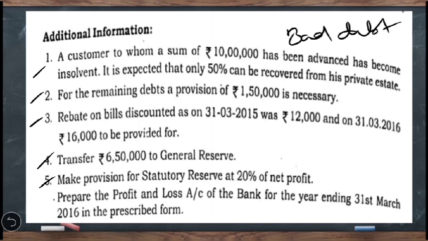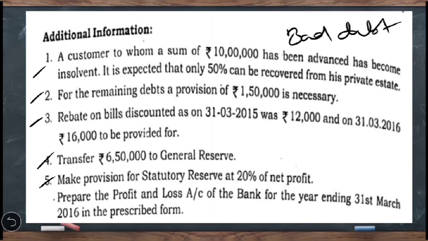Then the second adjustment: for the remaining debts, a provision of 1,50,000 is necessary. Again regarding the previous point itself, they have to create a provision for doubtful debts amounting to 1,50,000. Again, it should be shown in provisions and contingencies. Then the third point: rebate on bills discounted as on 31st March 2015, that is the closure of the previous year, nothing but the opening of the current year. That is on 1/4/2015.